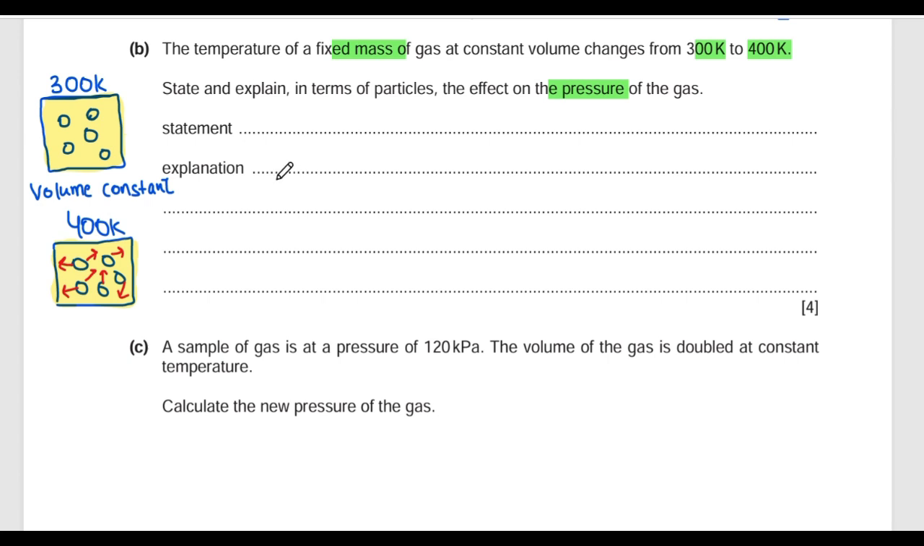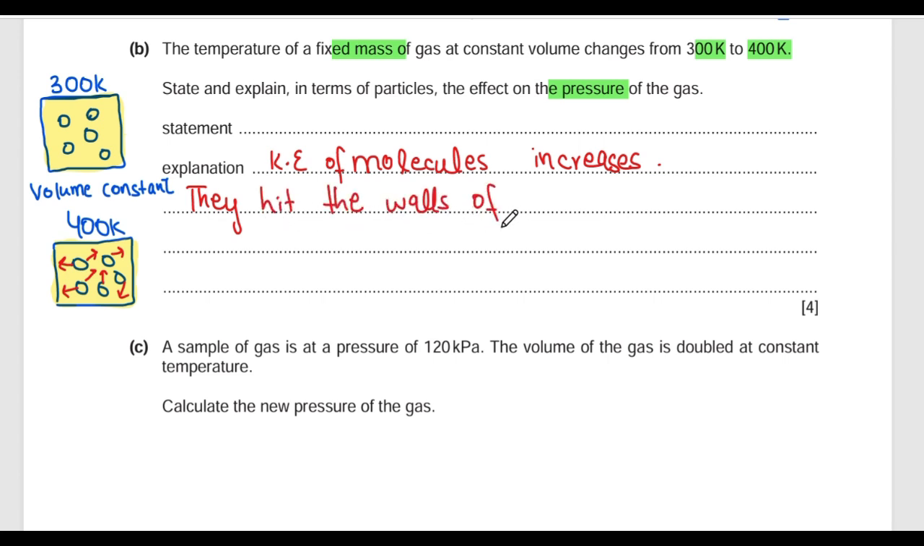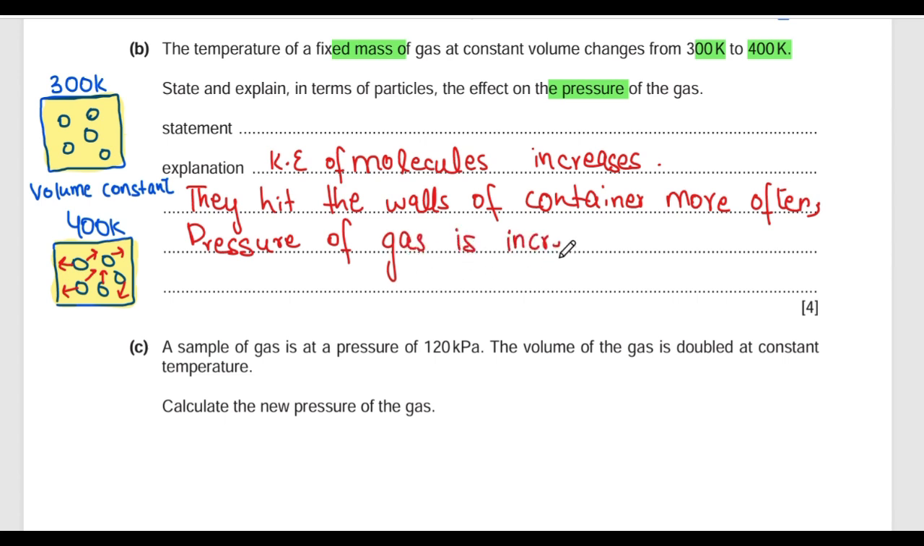Writing all these things into the explanation: on changing temperature, the kinetic energy of molecules increases. The molecules hit the walls of the container more often, and pressure increases. Writing this in the statement as well. So on changing the temperature, the pressure will increase.